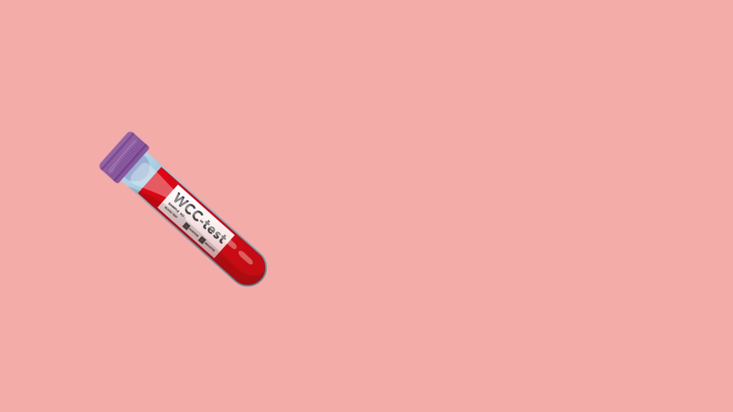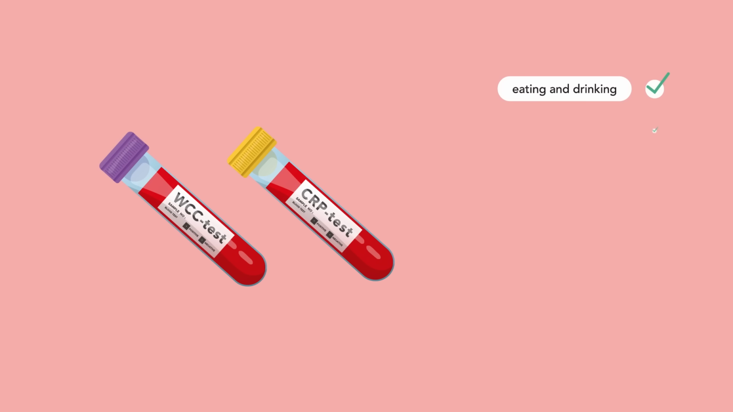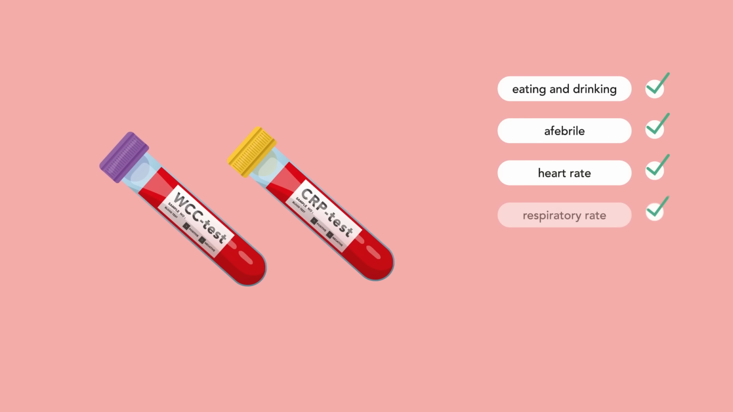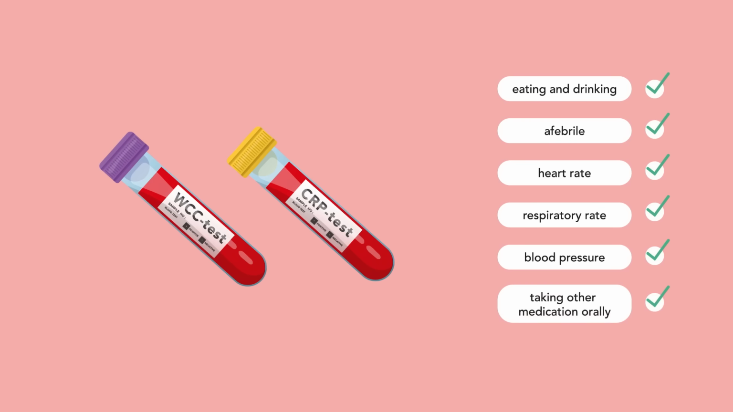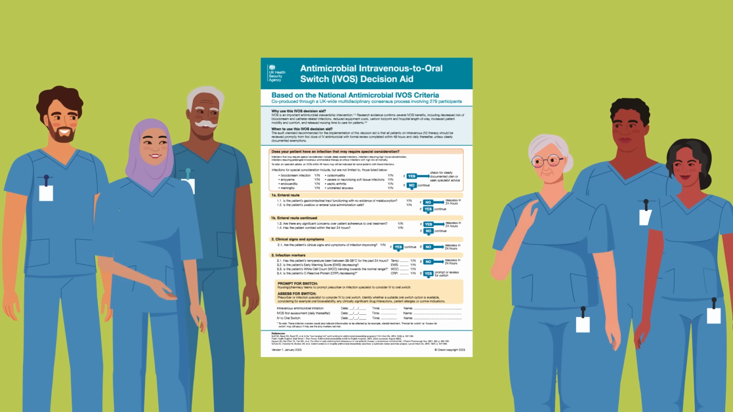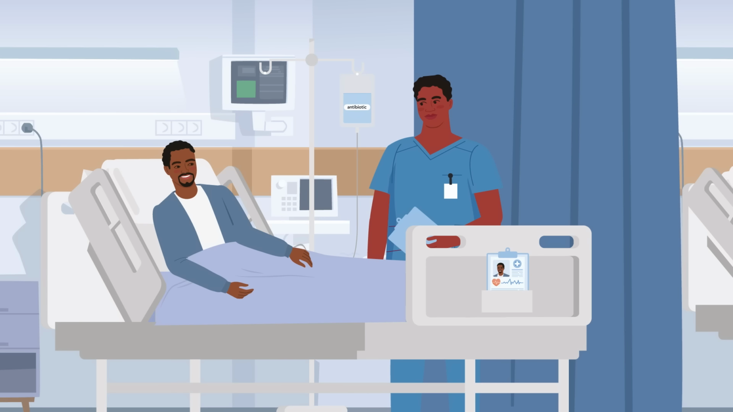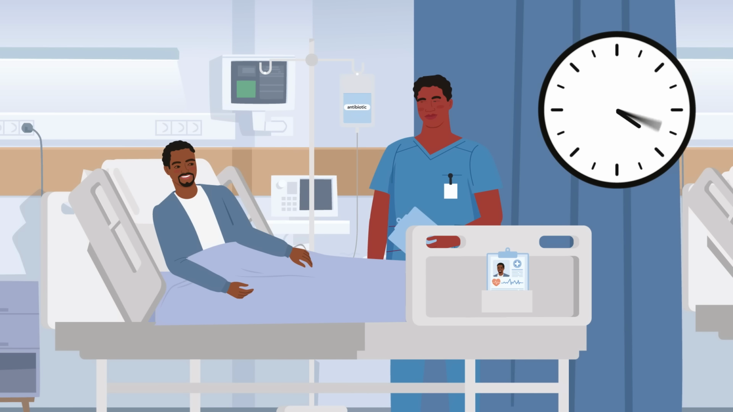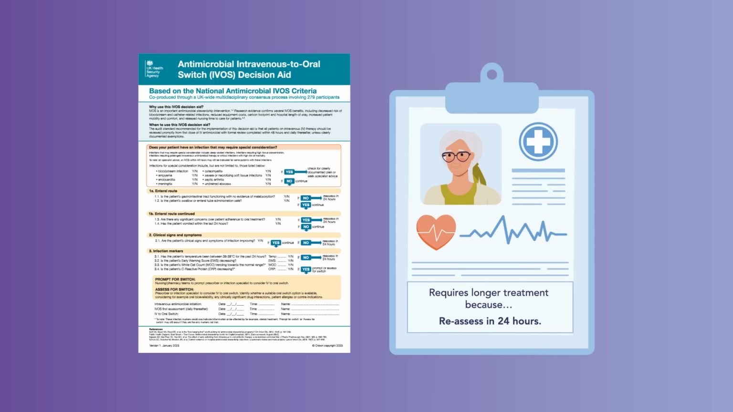While white cell count and C-reactive protein can be useful infection markers, they do not need to be checked to initiate a discussion if the clinical criteria are met. Using a decision support tool can help structure the process and guide you through it. These tools guide staff to review patients on IV antibiotics within 48 hours of the first dose being administered. They also highlight considerations that suggest a patient might be able to switch, and conditions that may require longer IV treatment but encourage regular reassessment.